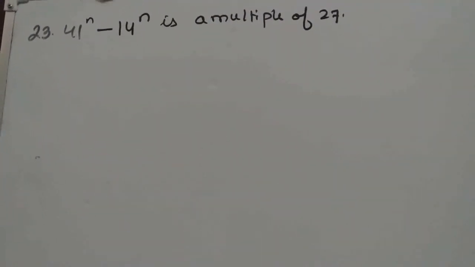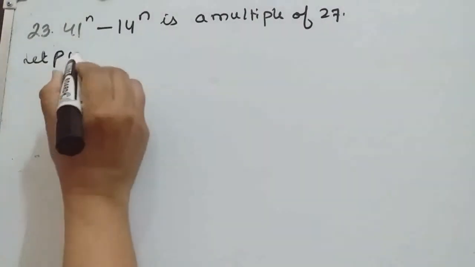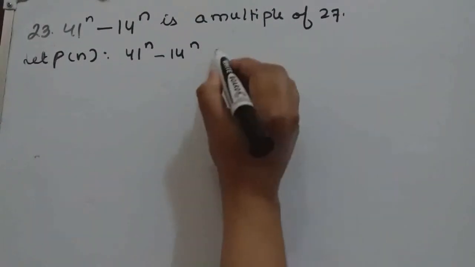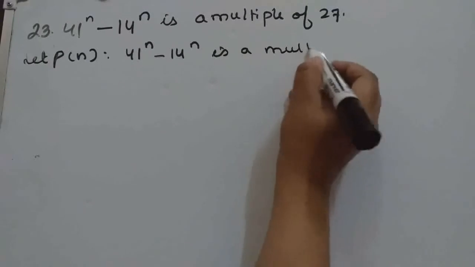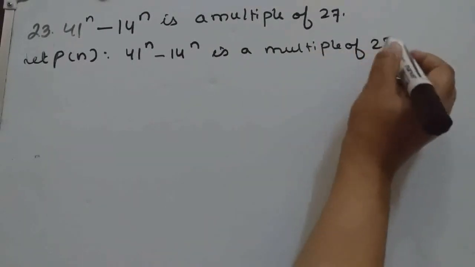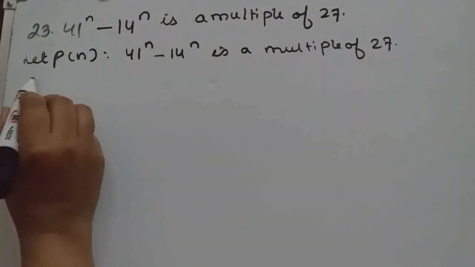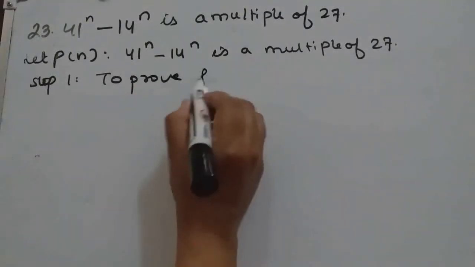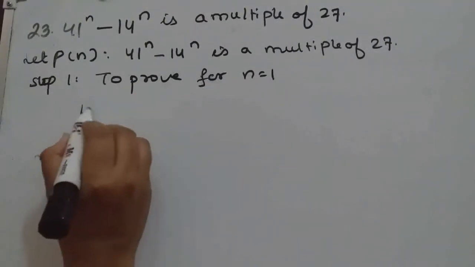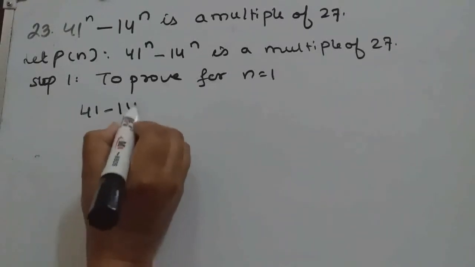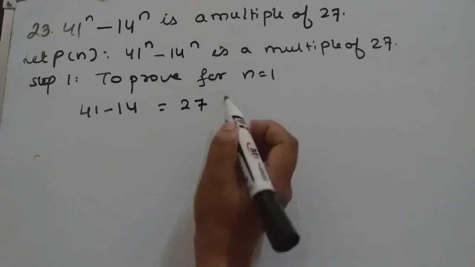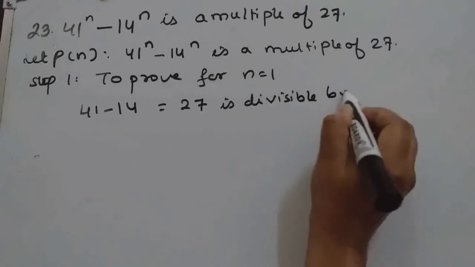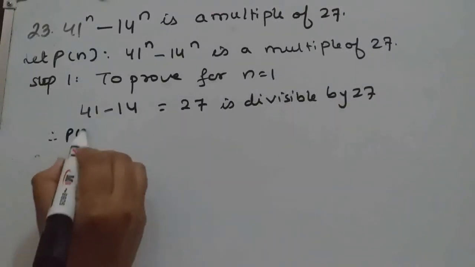Question 23. Let Pn be the statement: 41 power n minus 14 power n is a multiple of 27. Okay, so step 1, to prove for n equal to 1. So 41 power 1 minus 14. So this will give 27, isn't it? So it is divisible by 27. So we can write therefore p of 1 is true.